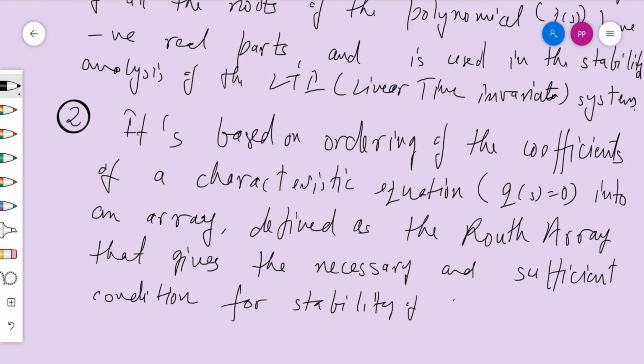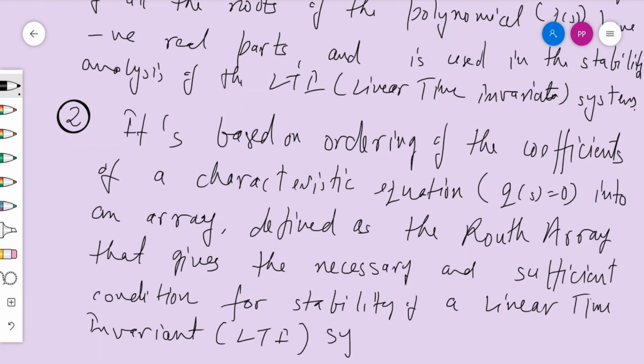of a linear time invariant, LTI in short, system model. So once we get the characteristic equation, from this we can form an array and based on the coefficients of the array we can determine whether the system is stable or not.